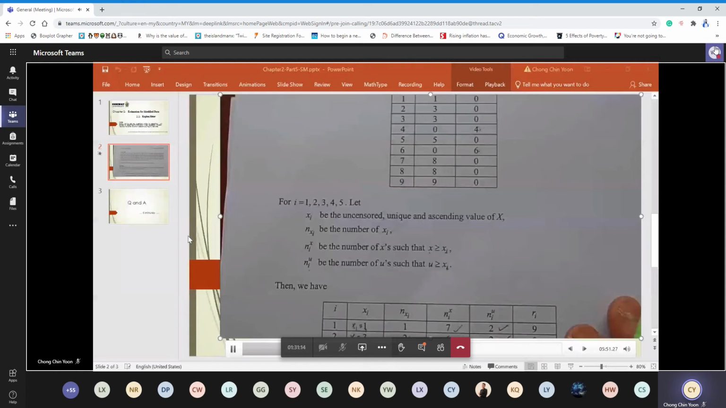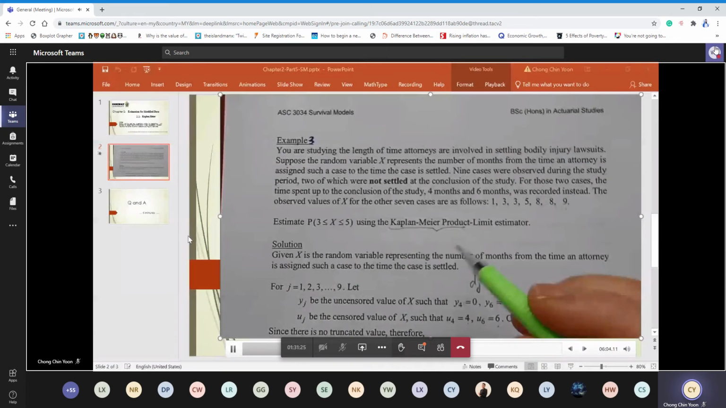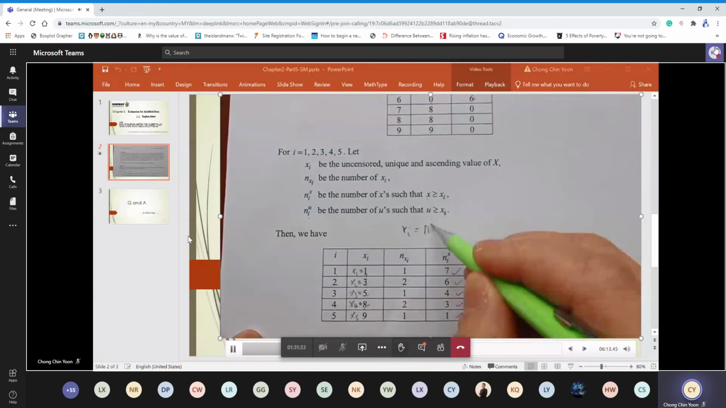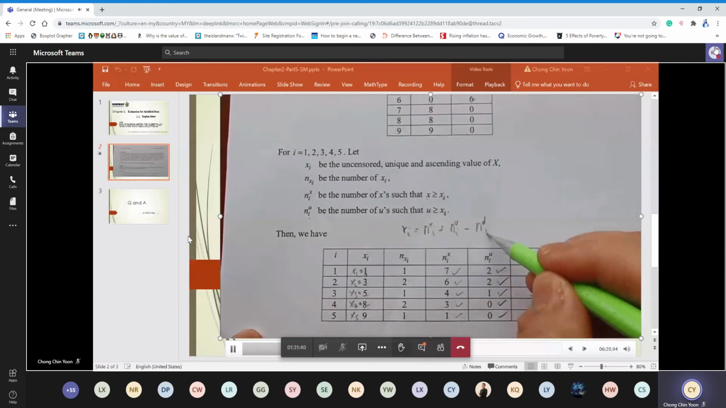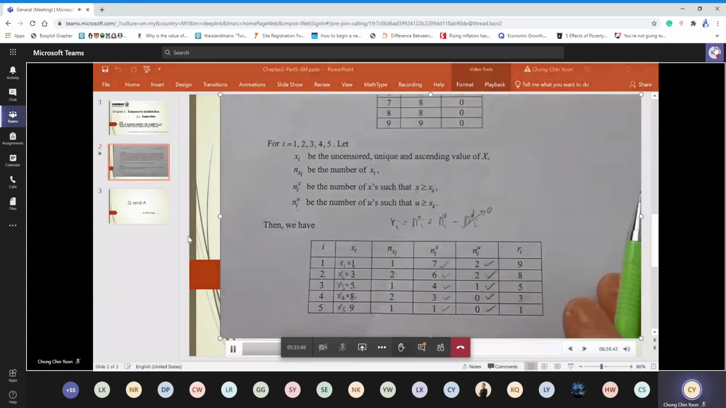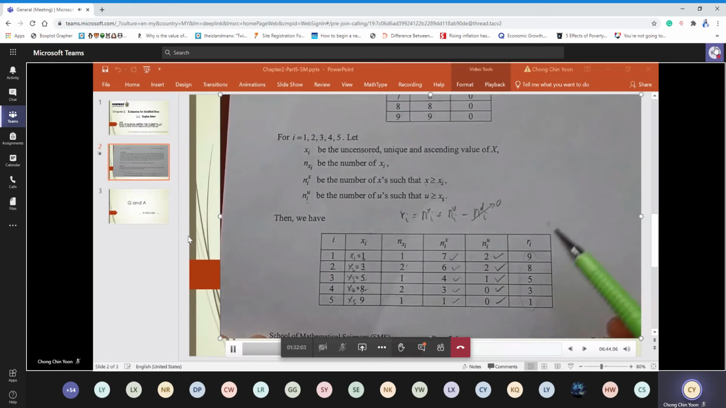For this problem, we have to use the Kaplan-Meier product limit estimator to find this probability. So when you want to use Kaplan-Meier, you have to count the r. Here the r formula is equal to the conditional nxi plus the conditional nui minus the conditional ndi. Since in this problem we do not have any truncated value, this is equal to 0. So in this case you just add up these two, and all those numbers here are the r value for the corresponding xi value.